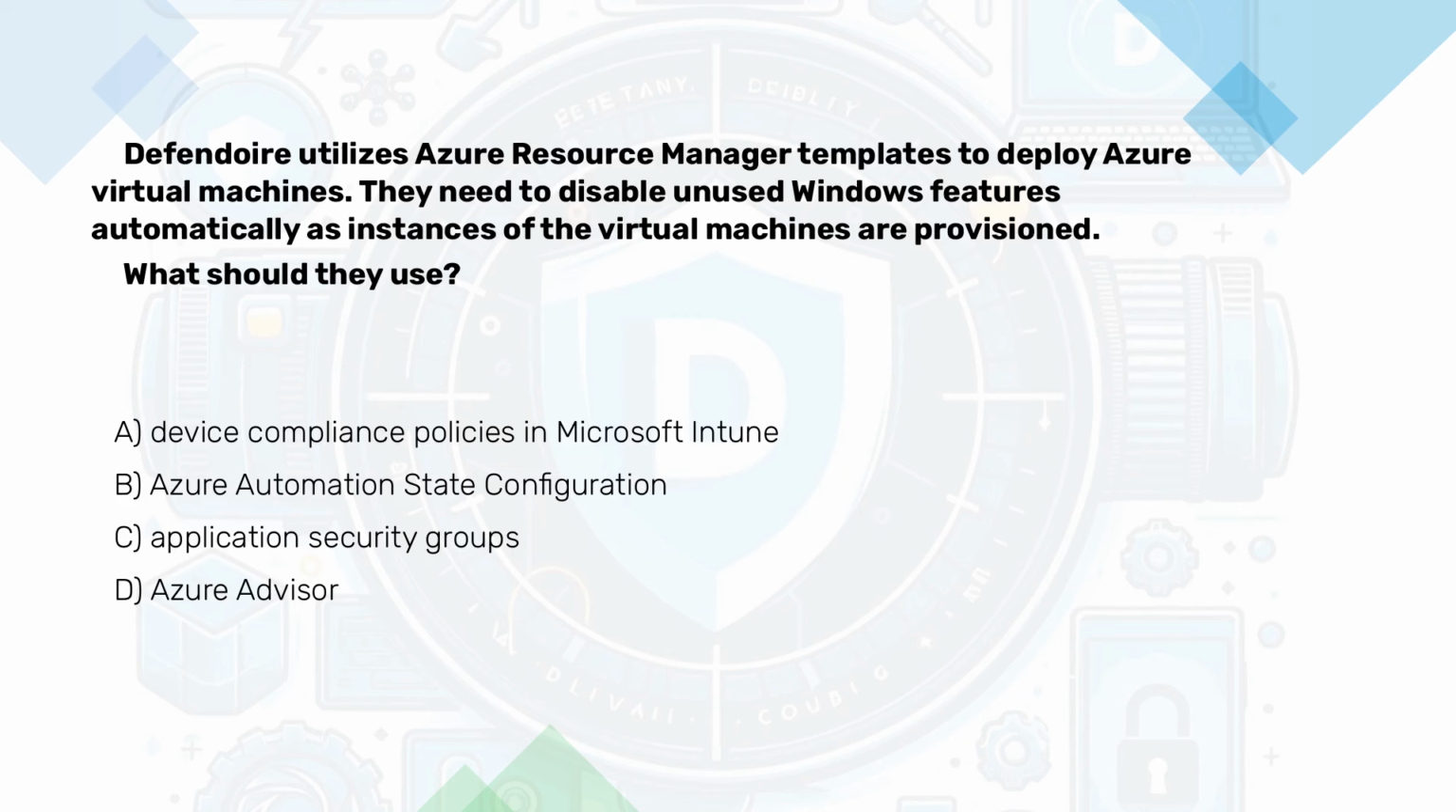We utilize Azure Resource Manager templates to deploy Azure virtual machines. We need to disable unused Windows features automatically as instances of the virtual machines are provisioned. What should we use? Device compliance policies in Microsoft Intune, Azure Automation State Configuration, Application Security Groups, or Azure Advisor?